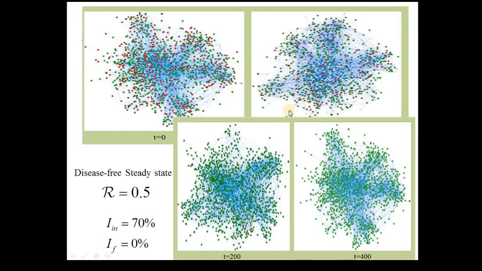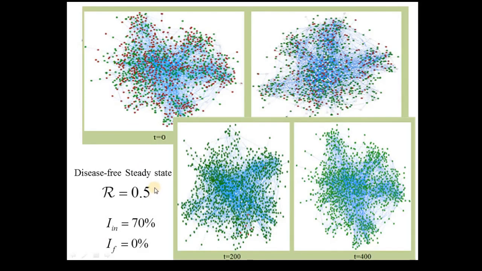So in a random network, say I run a simulation where my beta by gamma is 0.5, okay, and I start with 70% of infected people in a population. So I start with a random network of 5,000 nodes, and you can see a huge number of red dots here, right? I start with a huge number of infected people with R equal to 0.5.